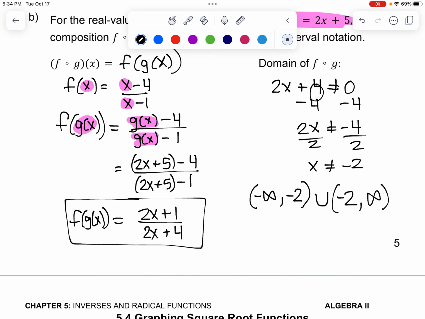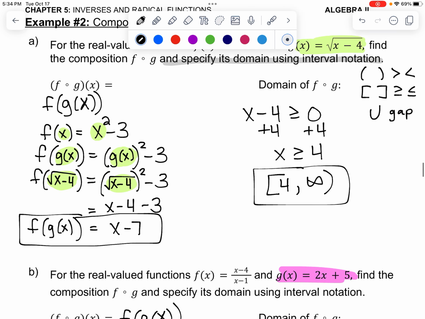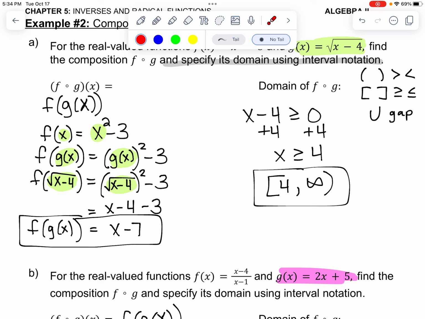So if you ever have one with a gap where you're just getting one number that's not going to work, you're going to write it as a union like this. If it's just something like this where you're just making sure that the numbers stay positive, you're going to have just one interval that would look like this.